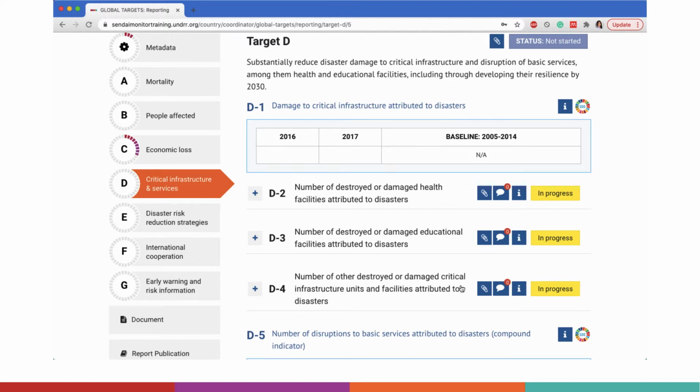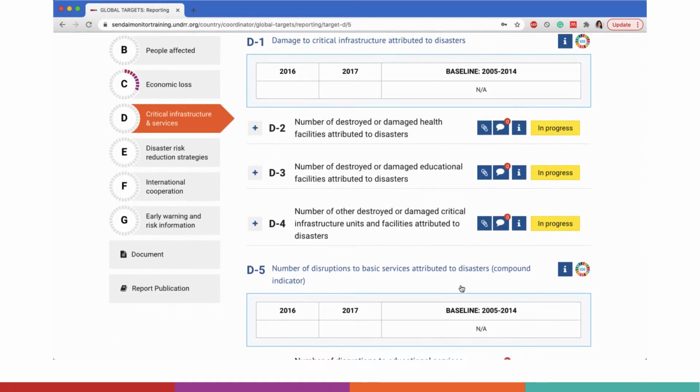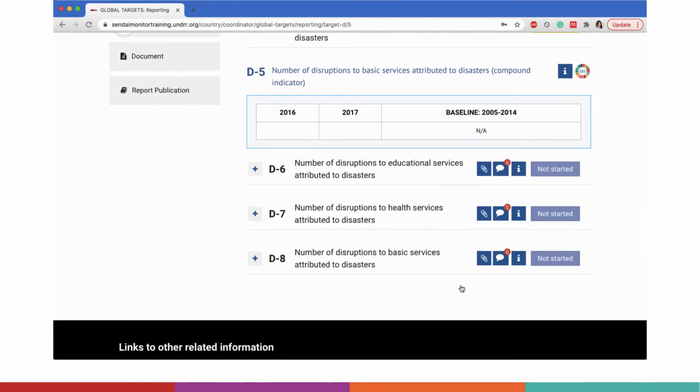Indicators D2, D3, and D4 directly monitor damage to critical infrastructure by measuring the number of facilities and infrastructure units which are damaged or destroyed. Similarly, indicator D5 is a compound of indicators D6 to D8 and will be calculated once data for D6 to D8 are inputted. Indicators D6, D7, and D8 directly monitor disruption to basic services of Target D by counting the number of facilities or types of basic services disrupted as a consequence of a disaster.